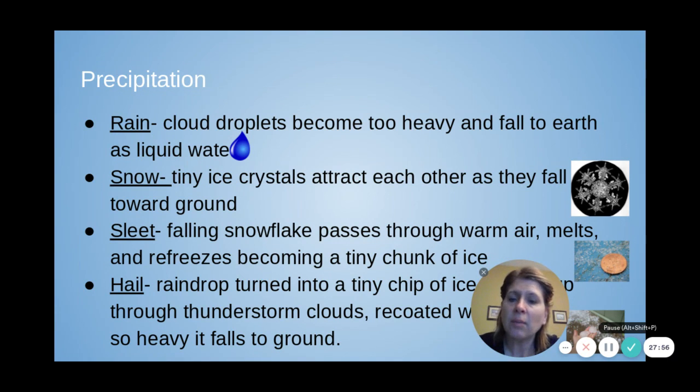Now, if we think about this, rain is where the clouds are made from water vapor. And as those water vapors get heavier and heavier and heavier, it gets too heavy for the cloud to maintain that amount of water. And it comes out as liquid because it hits cooler weather and changes from a gas to a liquid. So rain is cloud droplets that have become too heavy that fall down as liquid water.